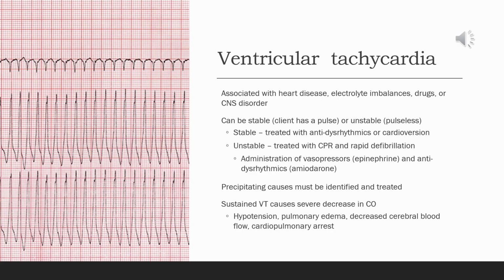So if they are in stable VTAC and the rhythm is monomorphic, then typically we're going to administer amiodarone 150 milligrams IV over 10 minutes. If the rhythm's polymorphic, such as with torsades, we're going to give magnesium. If the medications aren't effective in a stable VTAC patient, then we're going to try synchronized cardioversion.